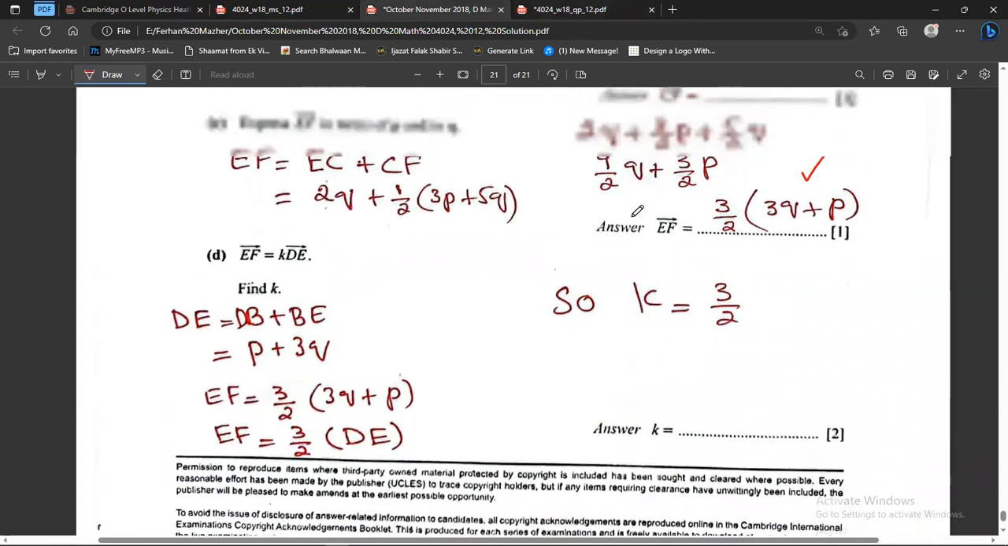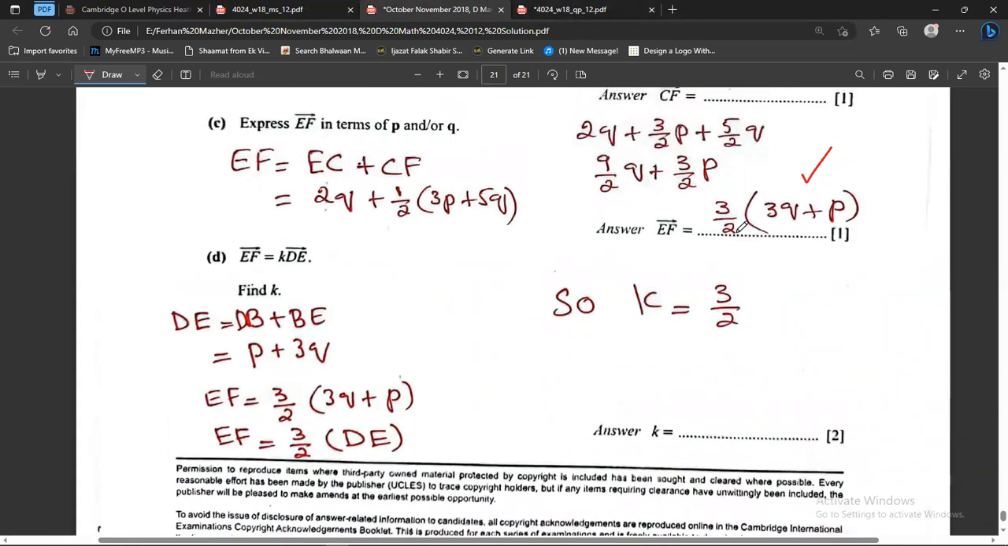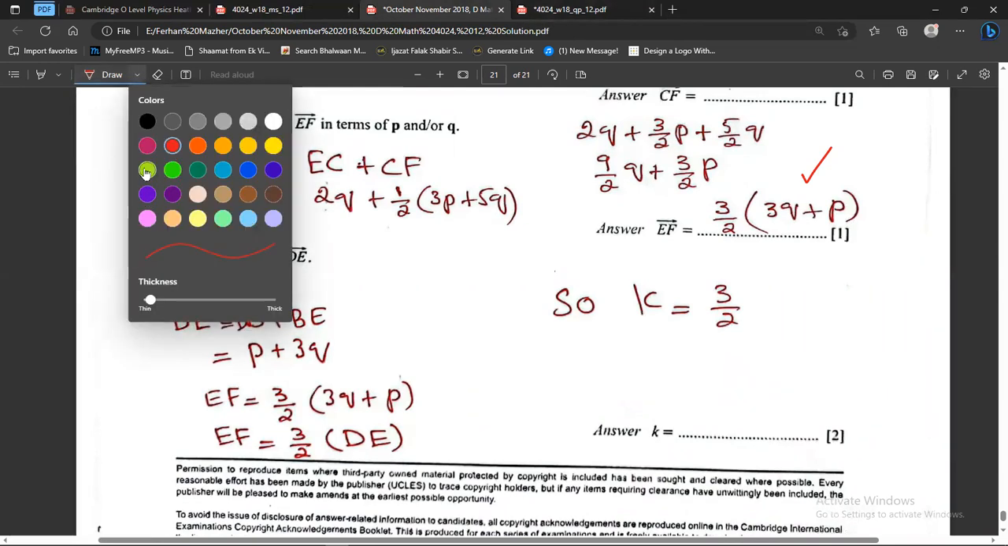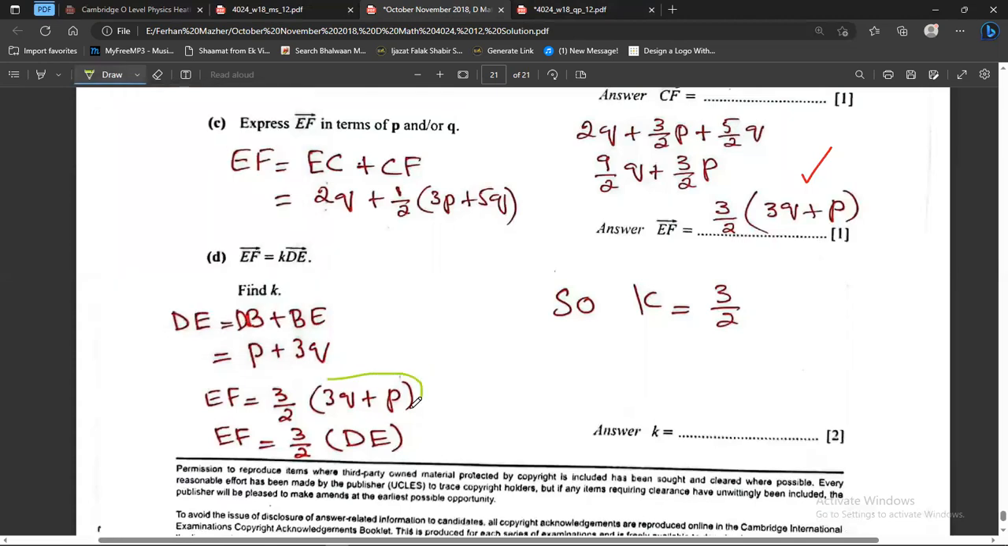So EF is equal to, we have already found EF here. Yeah, this is the EF, that is 3 by 2 of the bracket 3Q plus P bracket close. Can you see this? Very interesting thing. This is equal to this. So in the place of this, I will write DE. So EF is equal to 3 by 2 DE. They say it is equal to K times DE. So the K is 3 by 2.